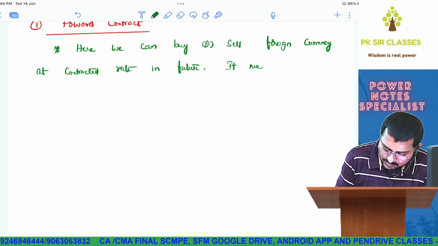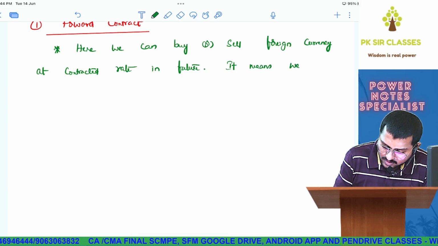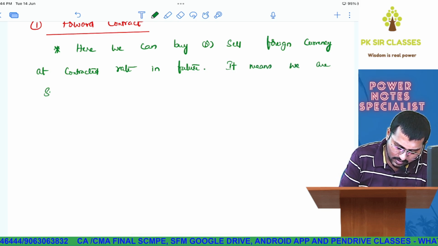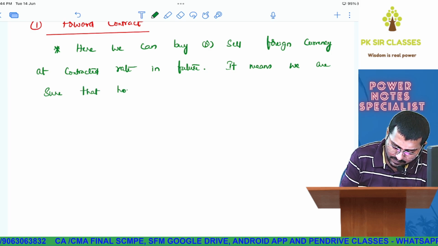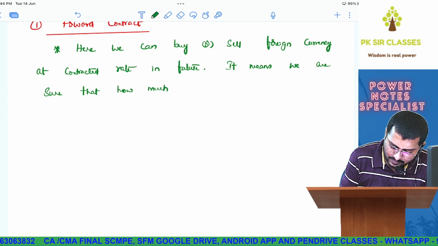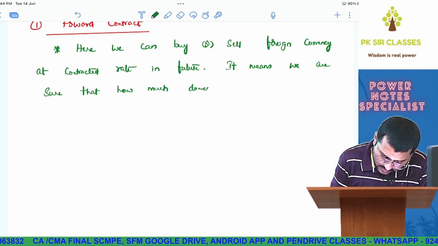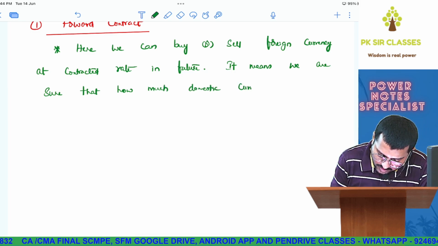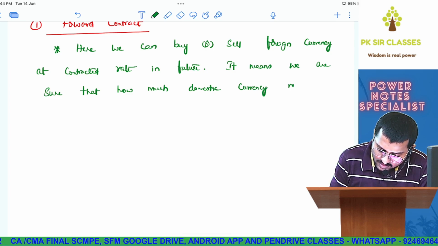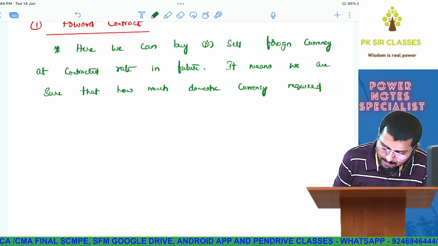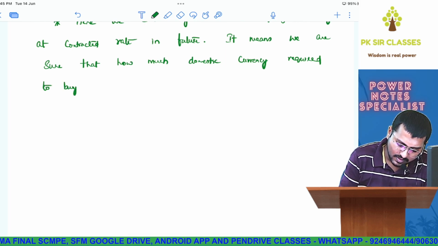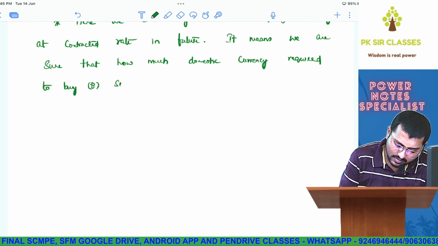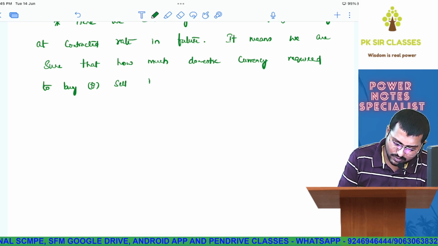Means, to make sure how much domestic currency, or you can also write home currency, is required to buy, or sell.